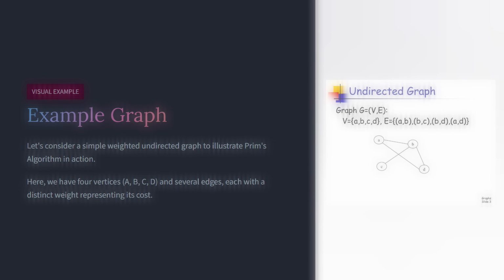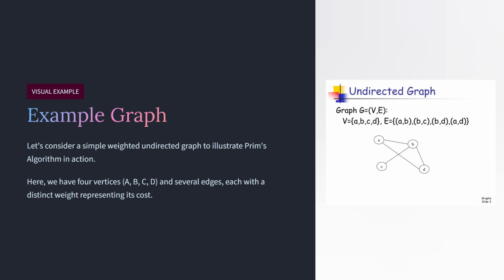Now let's understand everything using a simple example. Here we have 4 vertices A, B, C and D. Each edge has a weight that represents its cost. We will now apply Prim's algorithm step by step to this graph and see how the minimum spanning tree is formed.